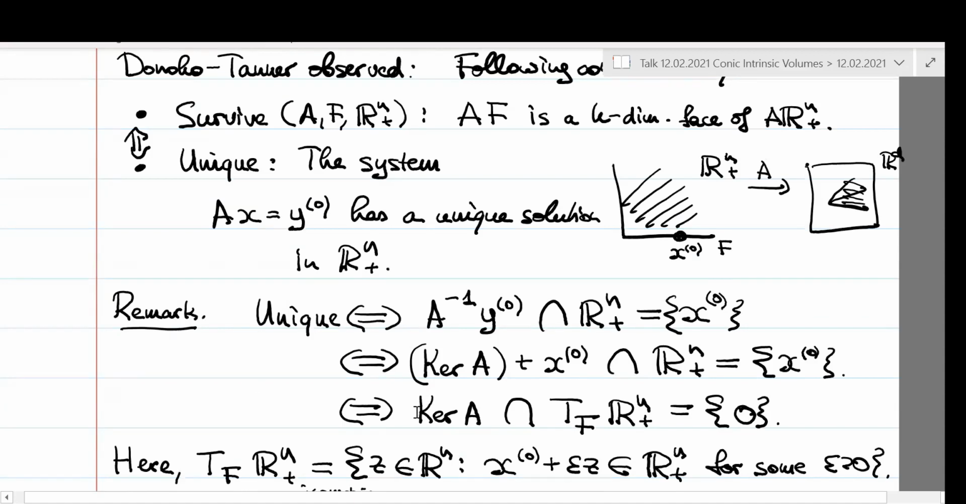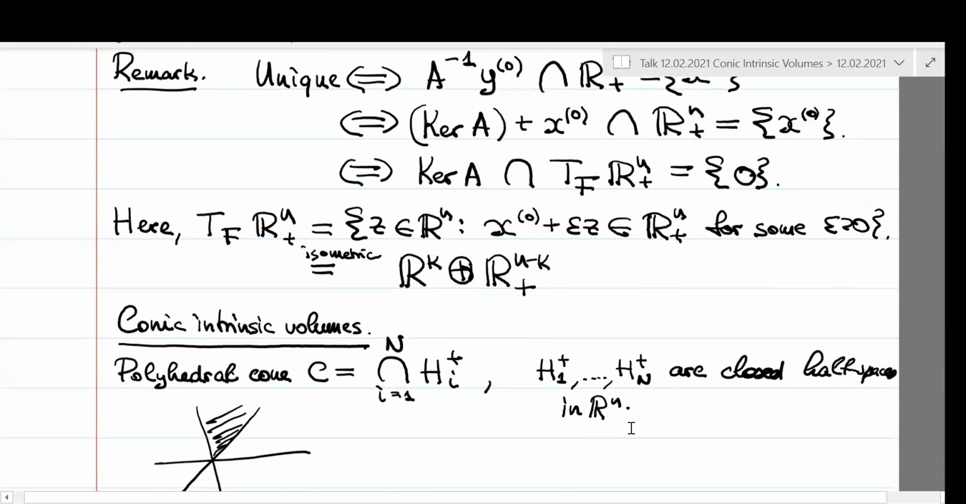It will be the condition that the kernel of A intersects trivially this tangent space modified by the descent cone of the L1 norm, intersected with that cone, right? So it will be a slightly different cone. Okay. For me, it's okay. Yes.